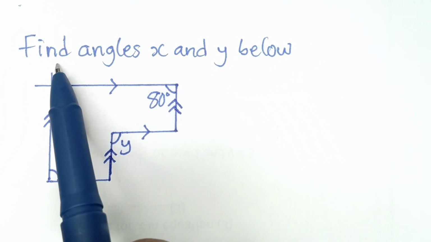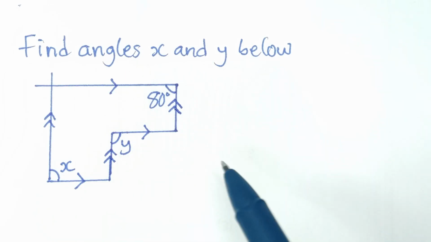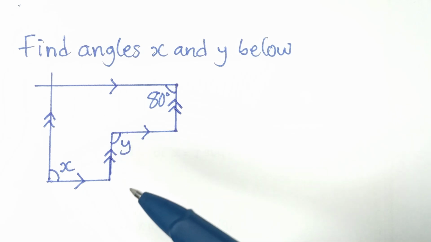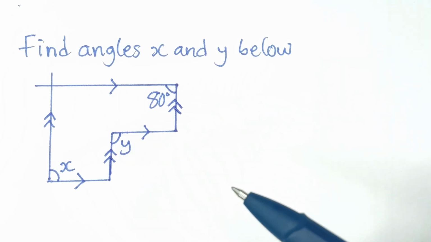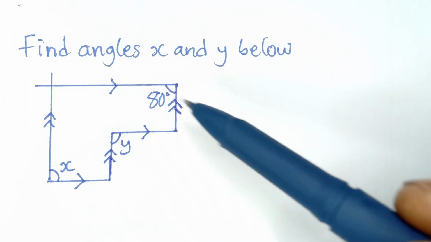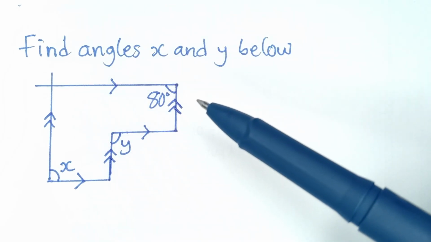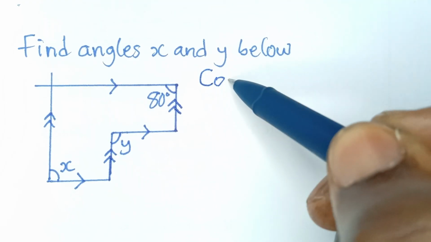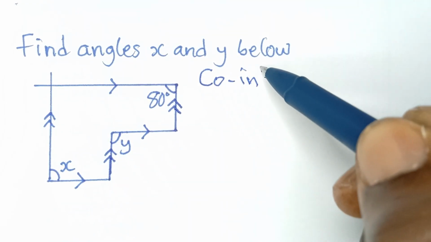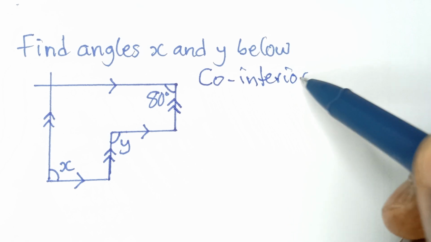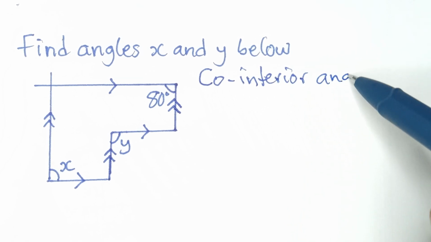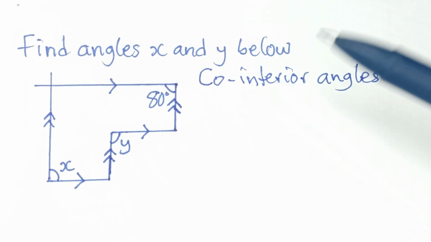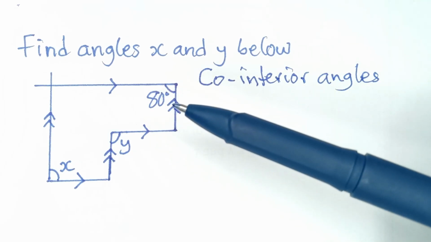The question here says, find angles X and Y below. So we have this angle as X and this angle as Y. Now, this is a very simple question to solve, but you have to take note of the theory that has to be applied here. I hope you have heard of this theory that is called co-interior angles. It's not very common, but you should be able to know this even in this question.